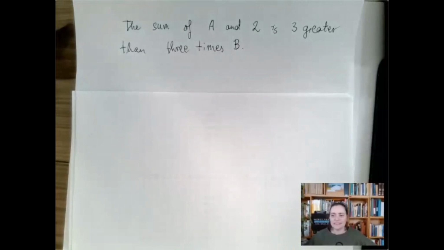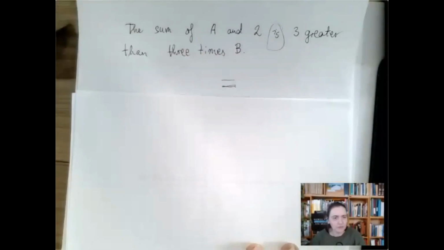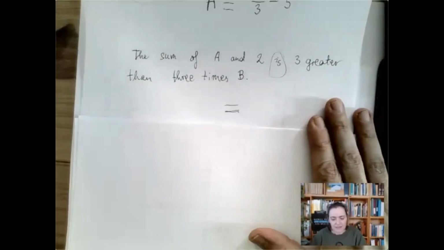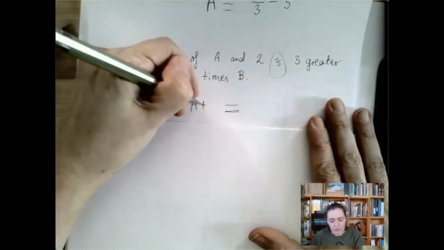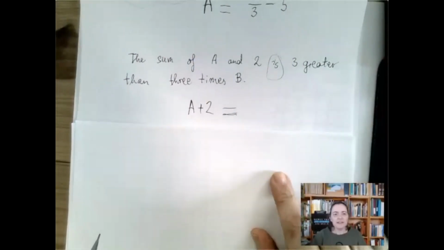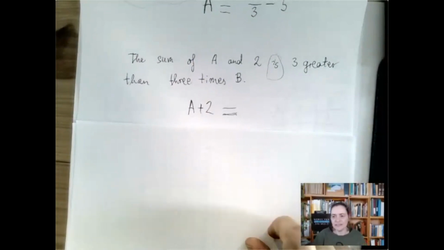So that is means equal. Just a one-to-one translation. Always, always, always. And then the sum of A and 2 is A plus 2. By the way, that is the same as a number 2 greater than A. That's the same as the sum of A and 2. Now, what is the other side? 3 greater than 3 times B. Oh, I should have said 3 greater than the product of 3 and B.